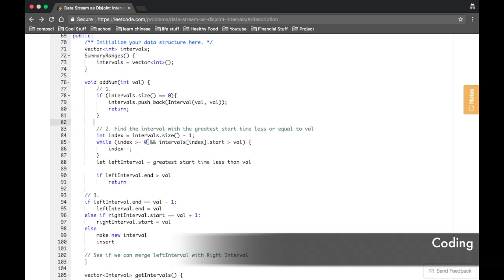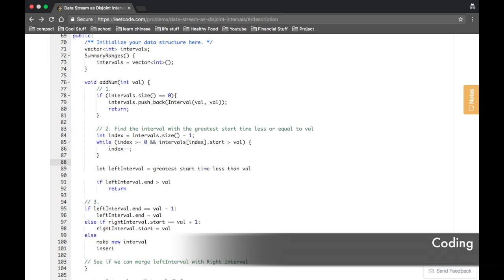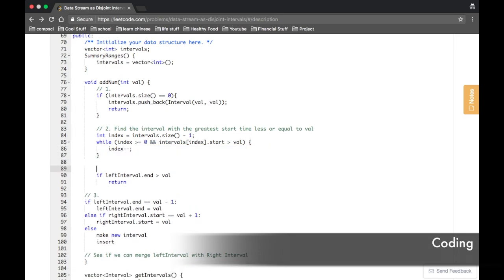Okay, so we start at the last element and we keep going left until we hit an interval whose start time is not greater than the value, which means that basically at the end of this while loop, intervals at index.start will be less than or equal to value. Or that doesn't exist and index will now equal -1. Okay, so after that we just check if val is in left interval.